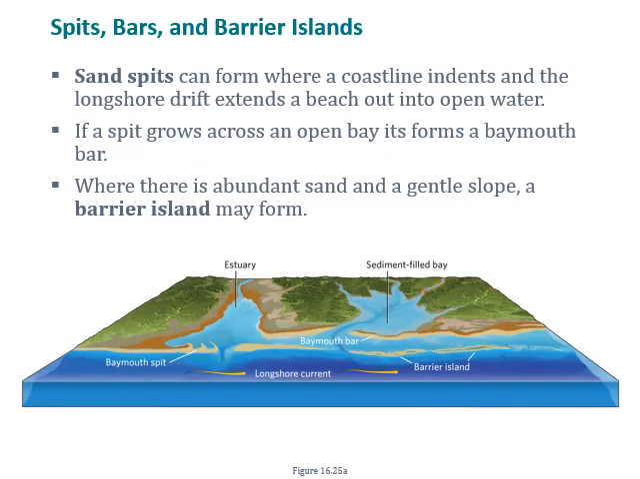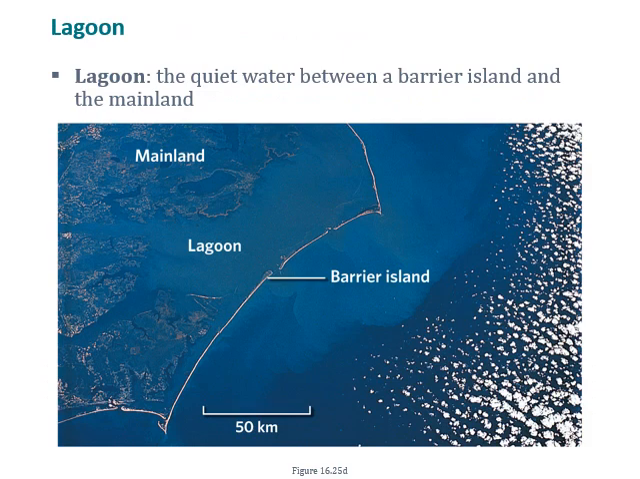Spits, bars, and barrier islands are geomorphological features that form on coasts. Sand spits form where a coastline indents and the longshore drift extends a beach out into open water. And if spits grow across an open bay, it forms something called a baymouth bar. Where there's abundant sand and a gentle slope, a barrier island may form. Lagoons are spaces of quiet water that are between barrier islands and mainlands.